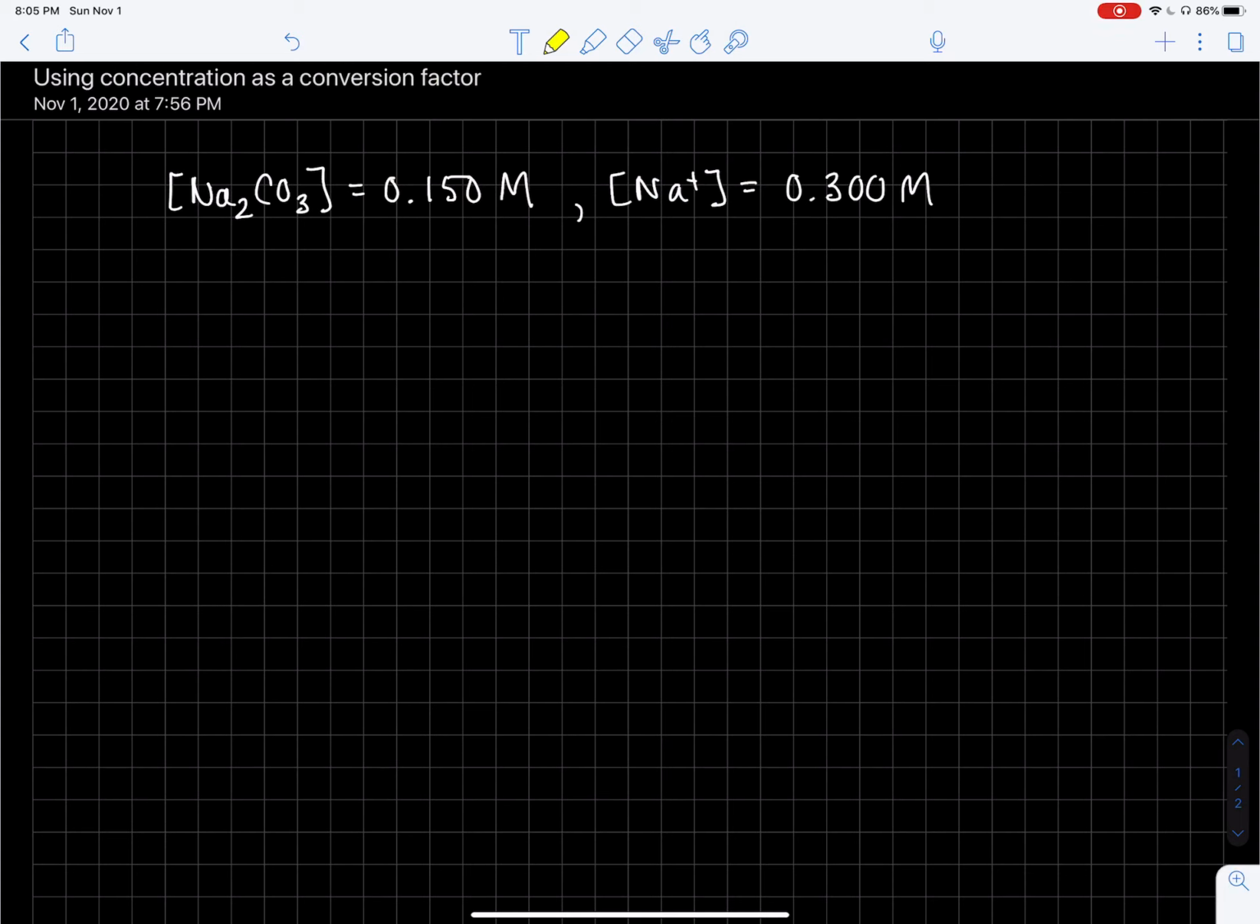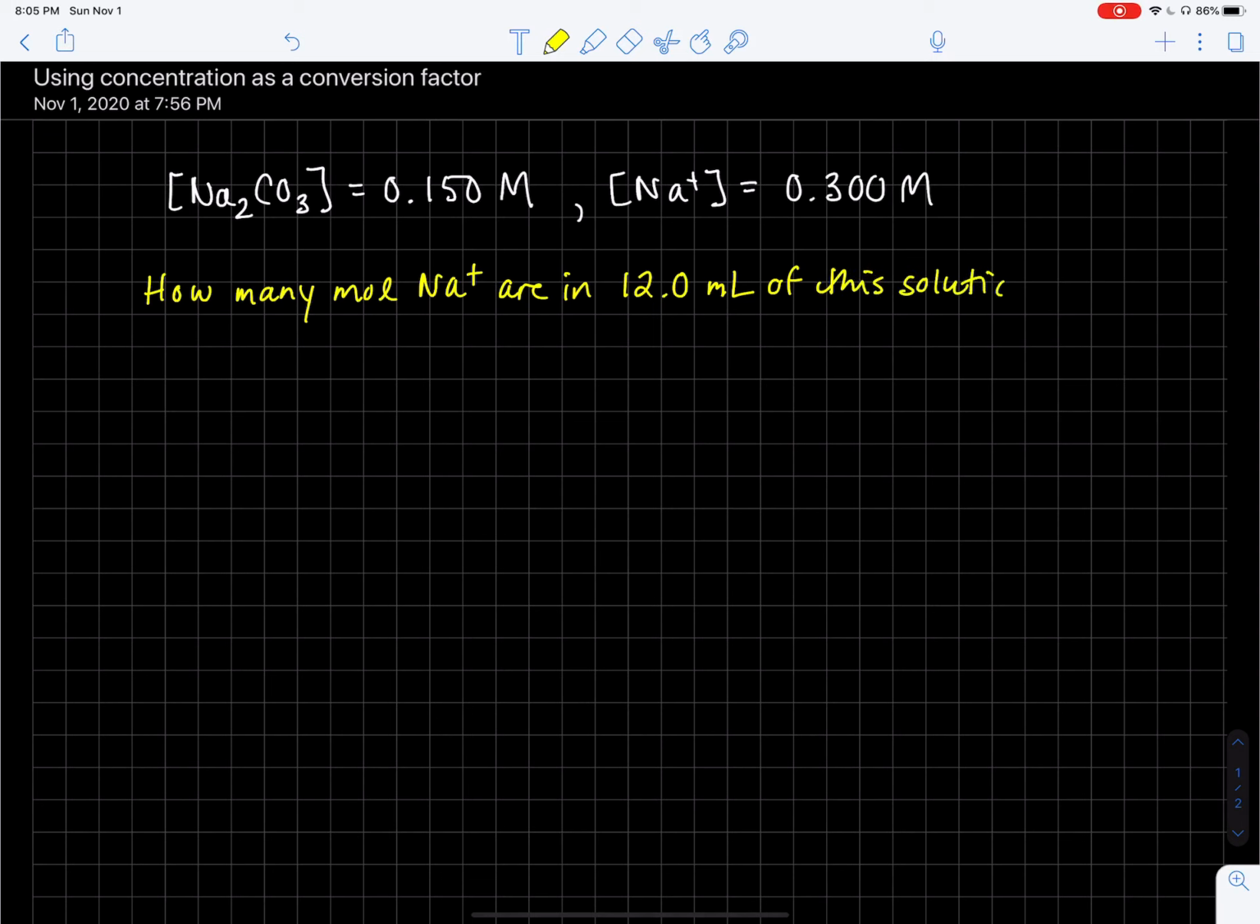So here's one kind of question. We want to know how many moles of sodium plus are there in 12.0 milliliters of this solution. And problems like this require us to see that when we have a concentration given in a problem, this is a conversion factor.